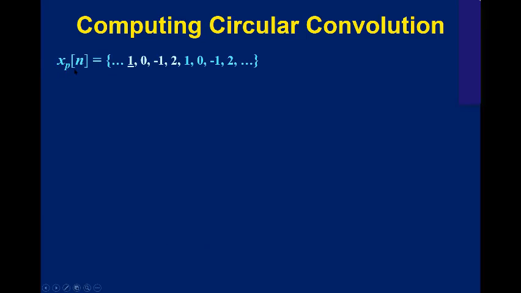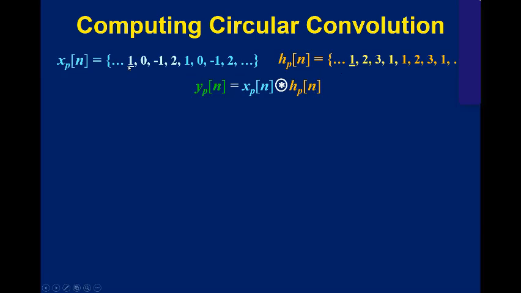Here's a periodic input signal. It has a period of 4. The samples go 1, 0, minus 1, 2, 1, 0, minus 1, 2. And let's take a unit sample response that has a 4-length periodicity, 1, 2, 3, 4, 1, 2, 3, 4. They have to have the same period.